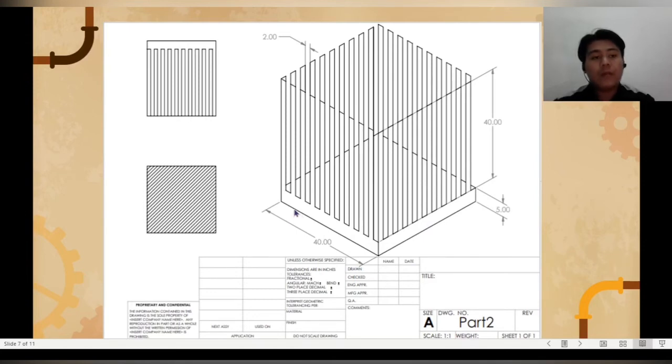So from these two designs, we choose design 1 as it has better heat transfer properties compared to design 2. We choose design 1.